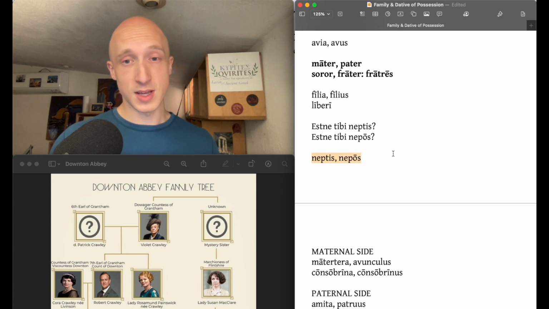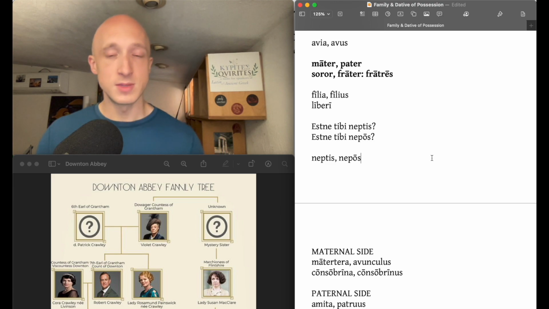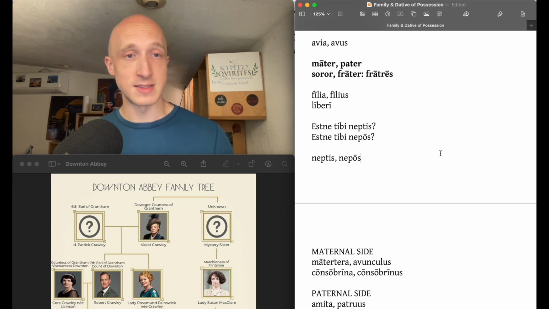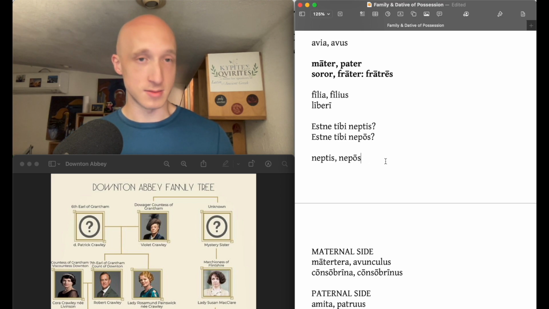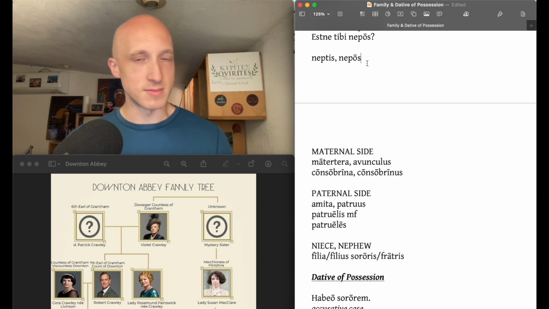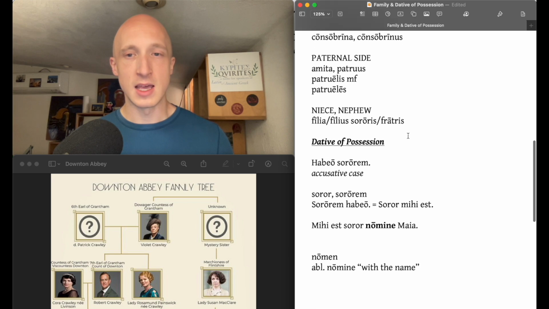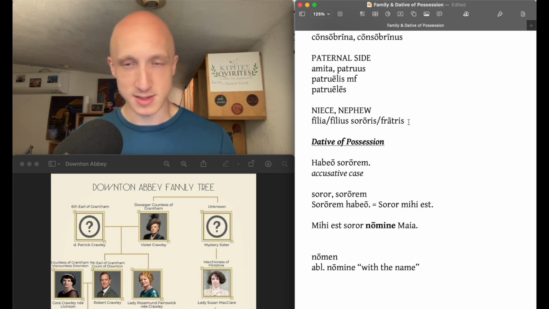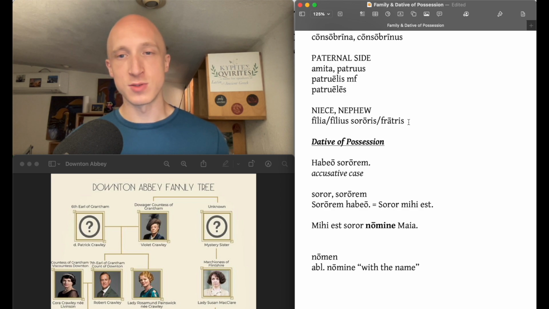grandchild, granddaughter or grandson, neptis and nepos, come to take the place of niece and nephew, which is interesting because Italian works that way, for example, as well as being the words for grandchildren, for grandson or granddaughter, in that language. Whereas what is mostly used in classical Latin, or at least pre-Augustan Latin, is filia sororis, filius sororis, filius fratris, filia fratris, niece and nephew.